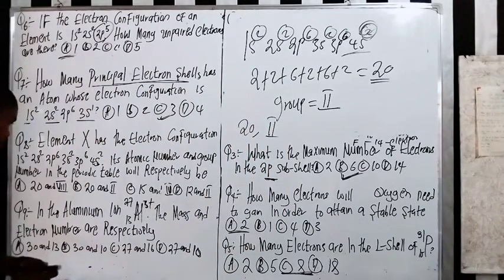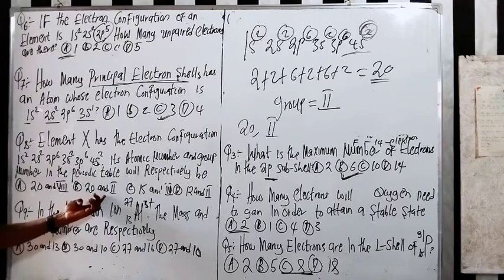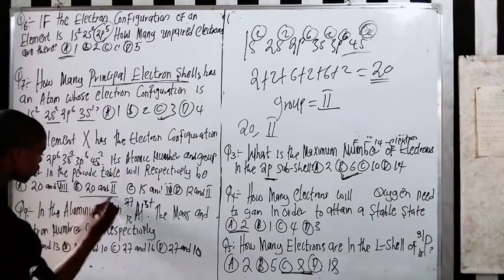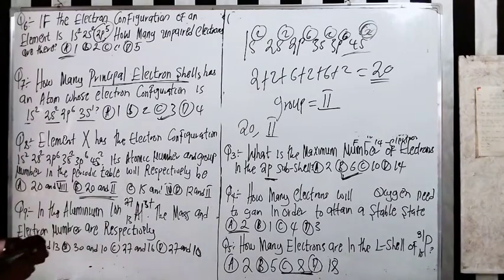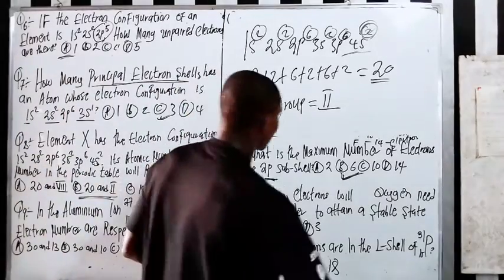Let's check the correct option. 20 and 2. So this is the correct option here. B is the correct option. Do you understand? B is the correct option.